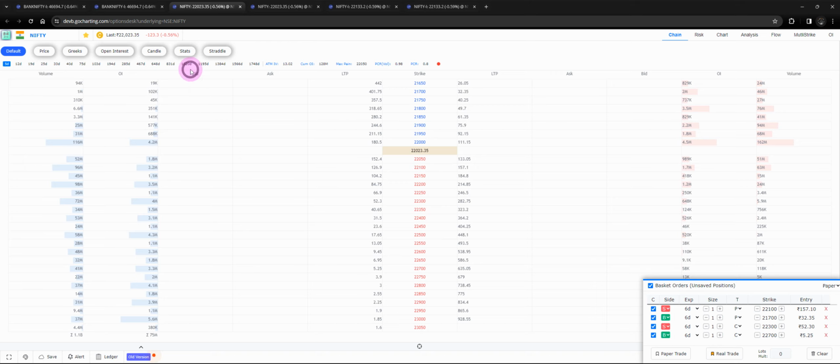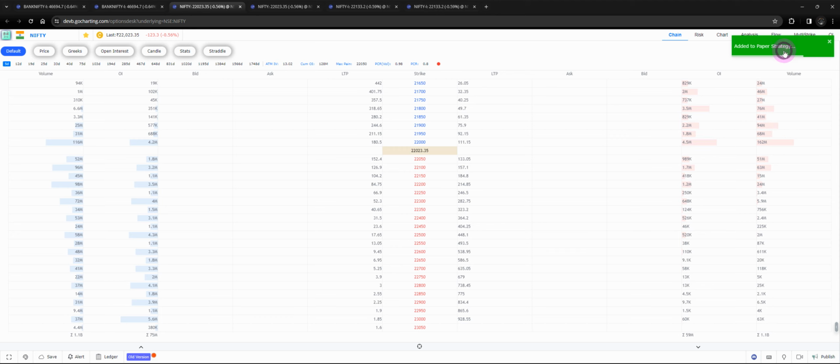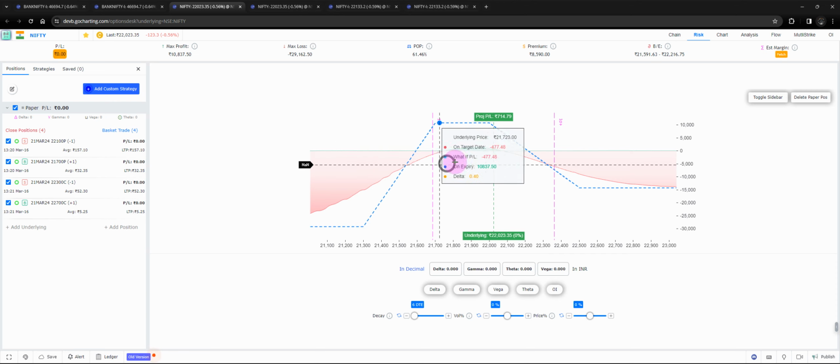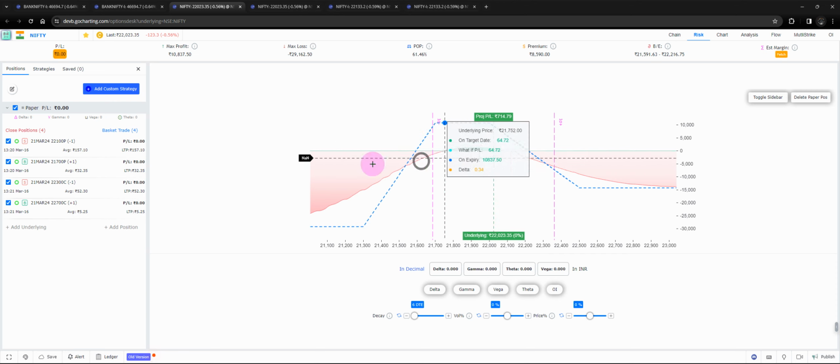So now, how do we check the strategy? We just go over here, click on paper trade, and this is added to the paper strategy. We go to the risk over here on the right side, and we see a strategy plotted here. Now this is where we are. Okay, let me just see, did we get the right stuff here?